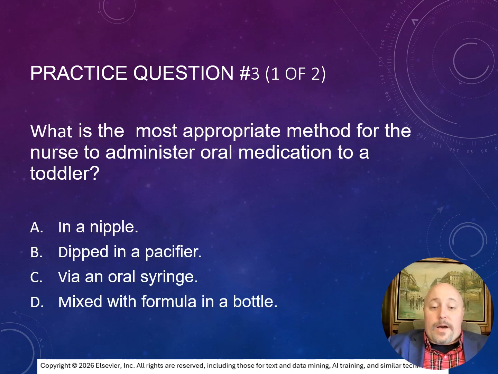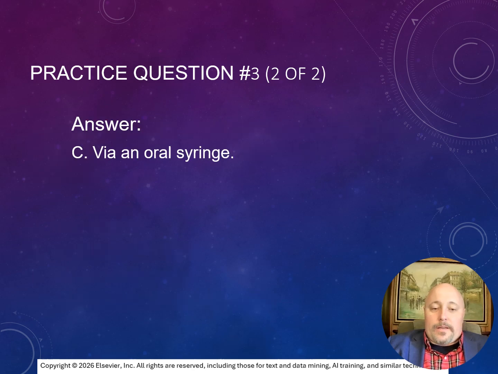Question three: what is the most appropriate method for the nurse to administer oral medication to a toddler? A, in a nipple; B, dipped in a pacifier; C, via an oral syringe; or D, mixed with formula in a bottle? That answer is going to be C, via an oral syringe, also put into the buccal pouch in the cheek, especially for younger kids. As for answer D in there, keep in mind, never mix medications in formula. Not only is it full of calcium that could bind to the medication, but what if the patient doesn't finish the bottle as well?